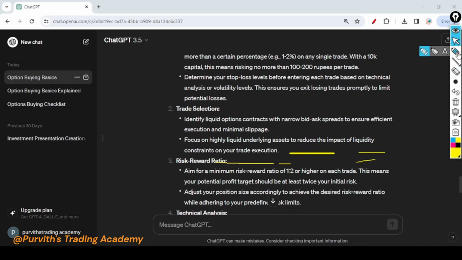Next, trade selection. How exactly do we have to select? We have to see the liquid options. Too much OTM option we should not select. We have to see liquid option.